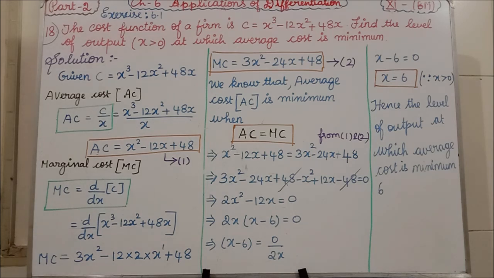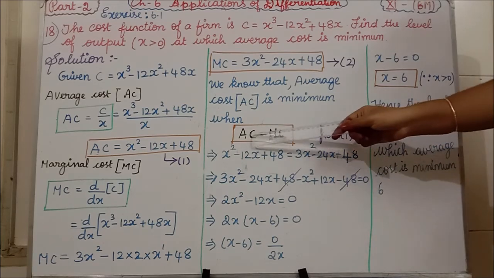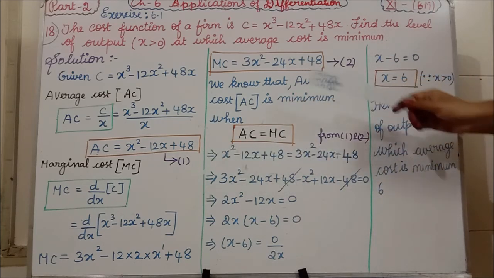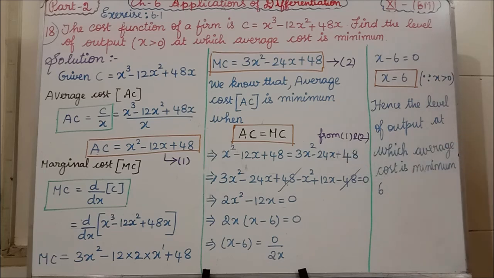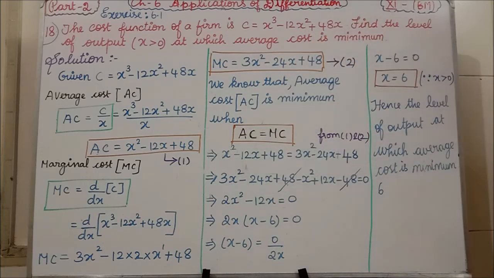See what the question is saying. Average cost is minimum, we are saying. Average cost is minimum means average cost is equal to marginal cost. So average cost is x square minus 12x plus 48. What is the marginal cost we are having? 3x square minus 24x plus 48. So what I am going to do is take all the left hand terms to the right hand side. See, I have written here. After writing, plus 48 and minus 48 get cancelled. 3x square minus x square is 2x square. Minus 24 plus 12 is minus 12x, equal to 0.